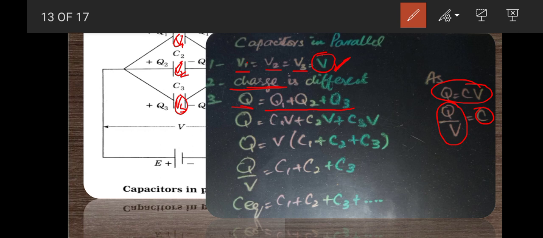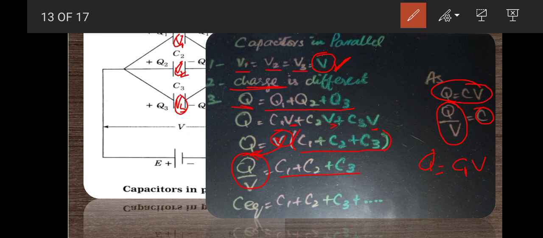By putting the value of Q1 from Q equals CV, just use index 1 for the first capacitor, 2 for the second capacitor and 3 for the third capacitor. We will get C1V in place of Q1, C2V in place of Q2 and C3V in place of Q3. You can see that V is the same in 3 terms. It will be taken as common. We are left with C1 plus C2 plus C3 in the bracket. V is multiplied here, so it will be divided on the other side. Q by V will be equal to C1 plus C2 plus C3.